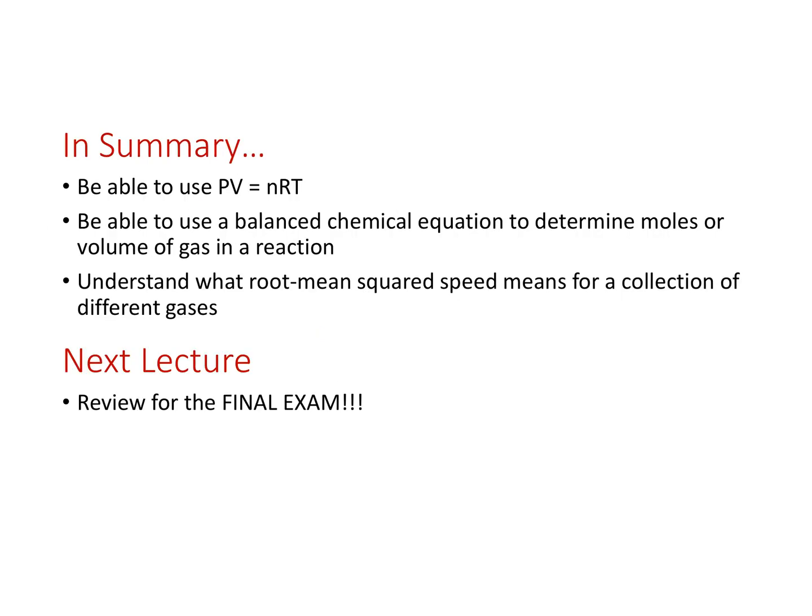So the important thing from today's lecture: be able to use PV equals nRT, and combine that with a balanced chemical equation to go from mass to moles to volume. Also be able to use PV equals nRT and the other variation that we looked at that incorporates molecular weight and mass of a sample. And just understand in general what root mean squared speed means for a collection of different gases at the same temperature, or for the same gas at different temperatures. As I increase the temperature of a sample, I should increase my root mean squared speed. Or if I change the molecular weight of a gas, how that impacts my root mean squared speed.